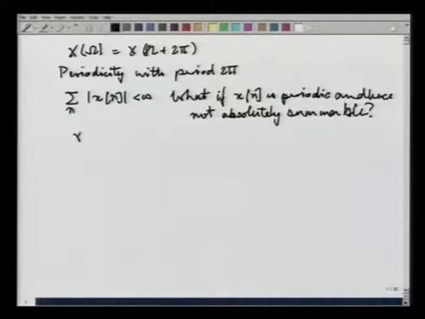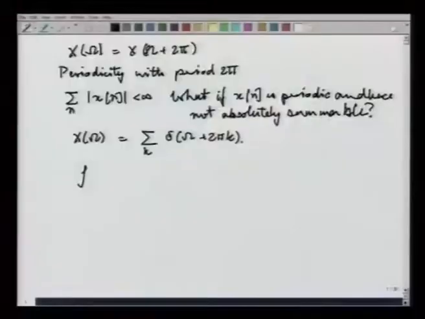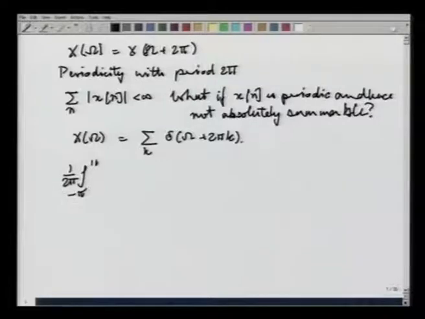So, we have, let us say, X(omega) equal to summation over all k delta(omega plus 2 pi k). It is only a signal that is periodic with period 2 pi that qualifies to be the DTFT of some discrete sequence. So, now this does meet the criterion. Let us now try to find the inverse DTFT of this, which is 1 by 2 pi integral from minus pi to pi of summation over all k delta(omega minus 2 pi k) e to the j omega n d omega.